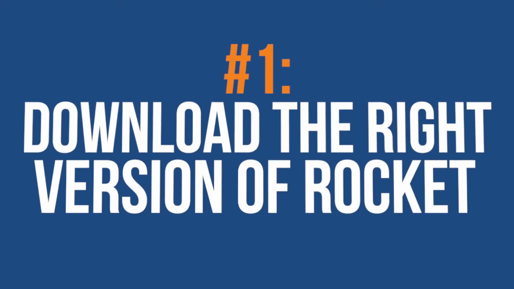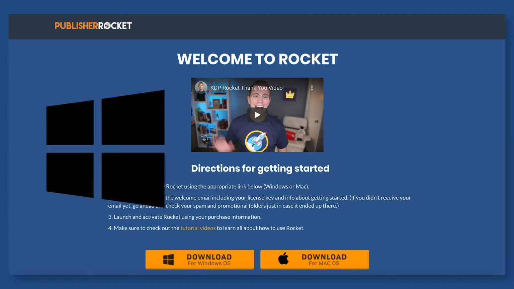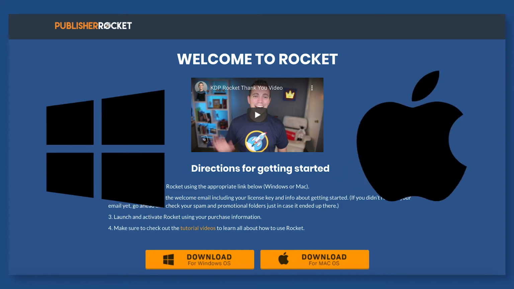In order to get started with Rocket, be sure to follow the instructions below this video. The first is to make sure to download the right version of Rocket. If you're on a Windows, then make sure to download the Windows version, and if you're on a Mac, make sure to download the Mac version. After that, go ahead and install the program onto your computer.